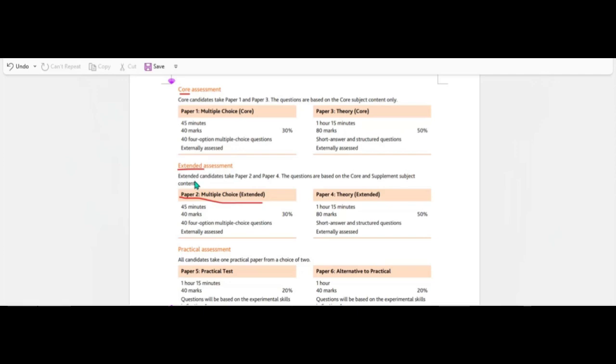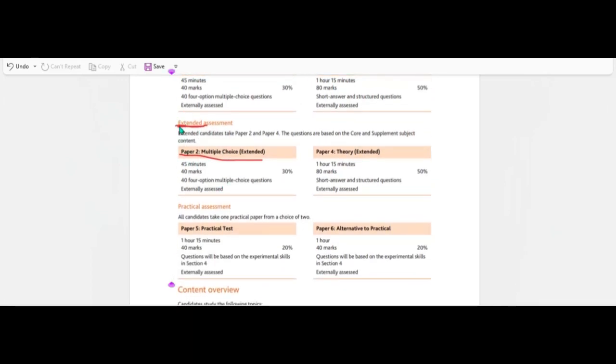So you'll have mocks. If you get good grades, you'll get into extended. If you don't get good grades, you'll get into core. Core has the maximum grade of a C. In extended you can get up to an A star, the normal thing. I'll just start out with extended. So we have paper 2, then we have paper 4, and you have paper 6.